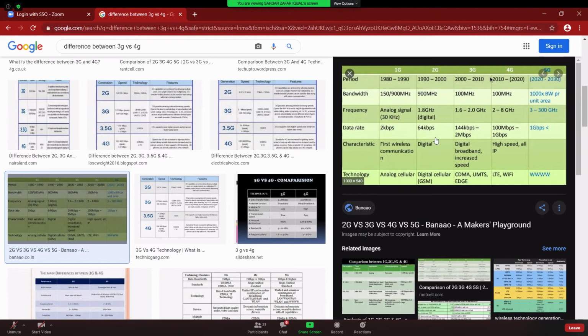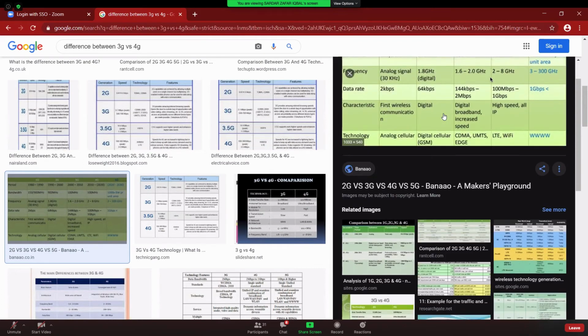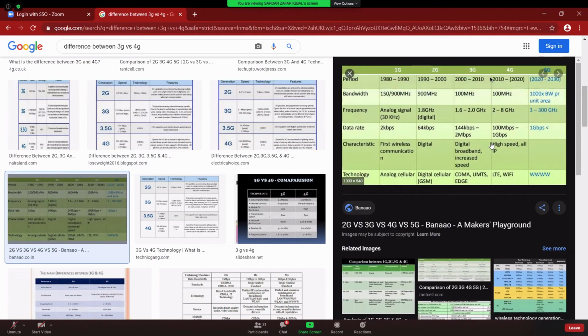You can also see the bandwidth here. In 3G it's 100 megahertz, the rate at which the data is transmitted. This is 100 megahertz in 4G. It's almost the same, and it is around 1000 multiplied by bandwidth per unit area. So they have a very large bandwidth here as well. You can even see the frequency. There are many characteristics that make the difference between 3G and 4G. Doctor, okay.